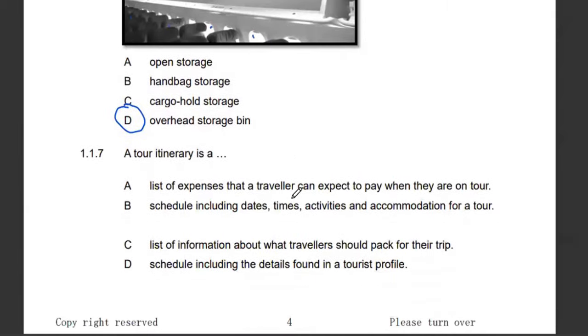Then moving straight to 1.1.7, a tour itinerary. When you talk about an itinerary in general terms, we are talking about a written plan of a journey. An itinerary is a written plan of a journey. It's a schedule which includes the dates, the times, the activities, and accommodation for the tour. So it includes the date of departure, the date of arrival, what activities are going to take place, where are people going to sleep. So that is what is known as an itinerary. So the correct answer there will be the letter B.